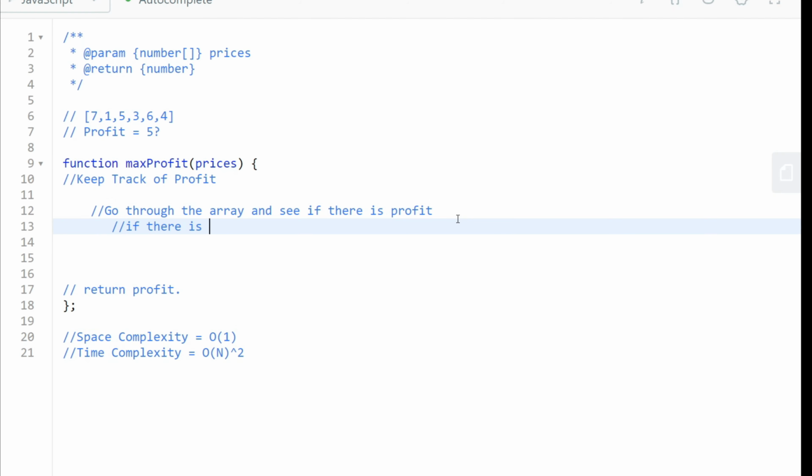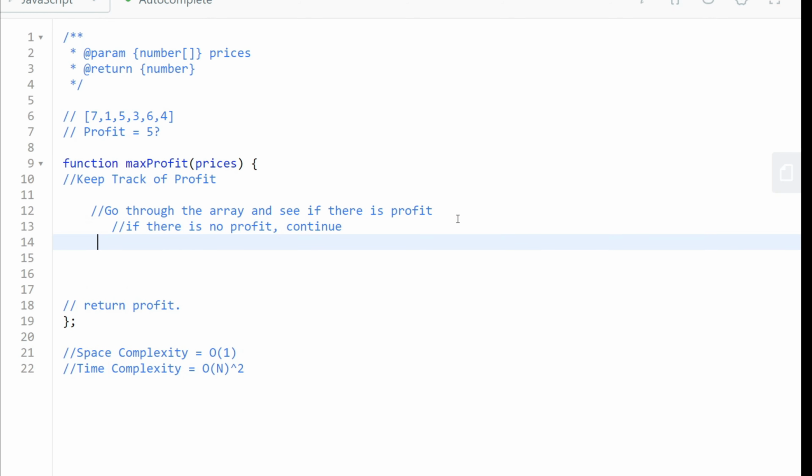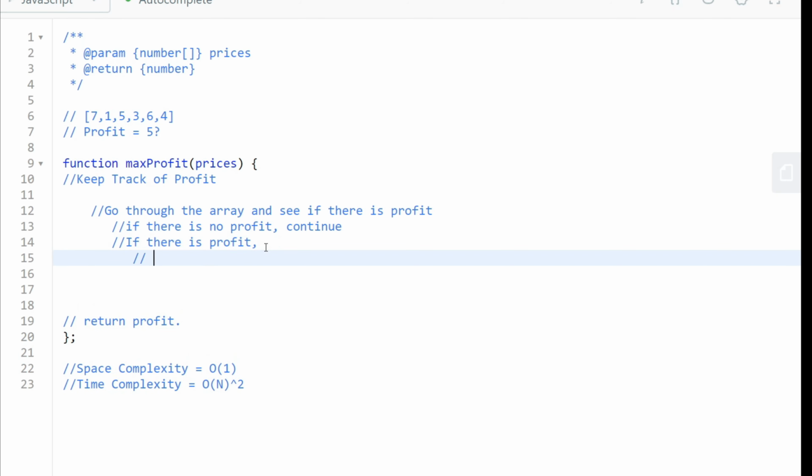If there is no profit, continue. Let's look at the next thing. If there is profit, let's think about it. So if there's no profit here, let's continue. If there is profit, which is the case for 1 and 5, we keep track of our profit. So let's track our profit. In this case, it's $4.